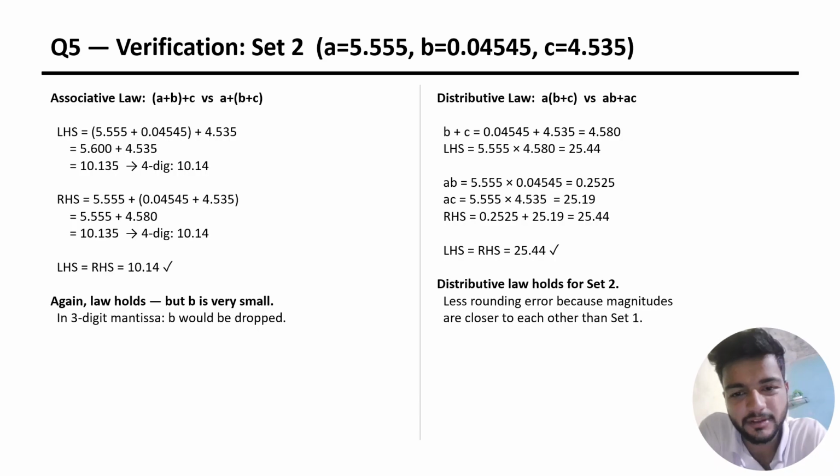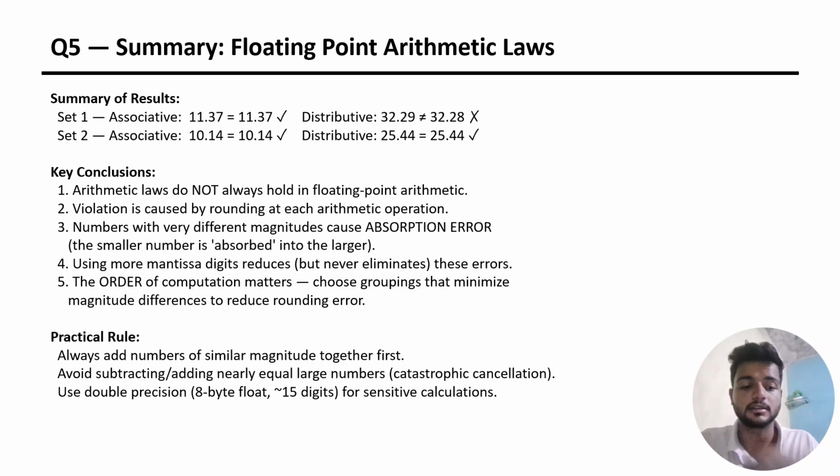b + c becomes 25.4, which is the LHS. RHS becomes 25.44. Here LHS is equal to RHS. The distributive law holds for set 2, with less rounding error because the magnitudes are closer to each other than in set 1. That's why it gives less error.